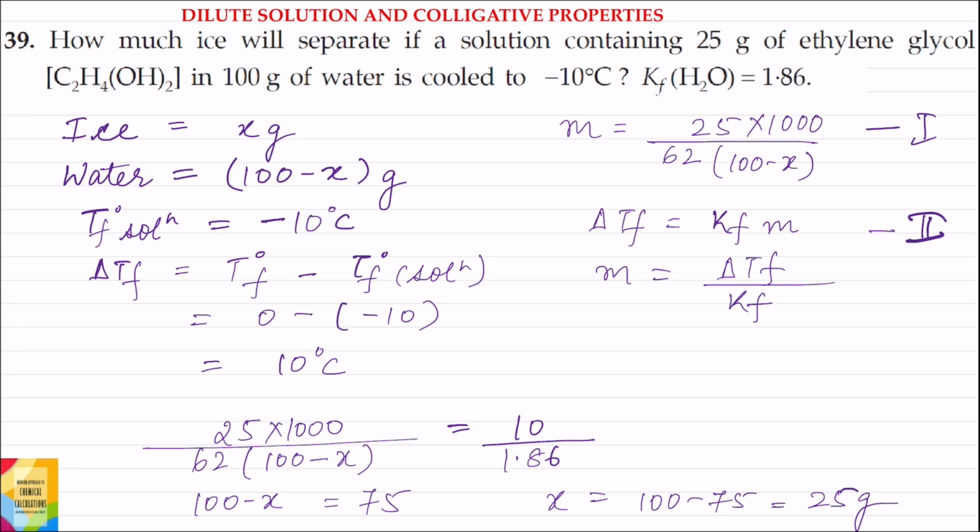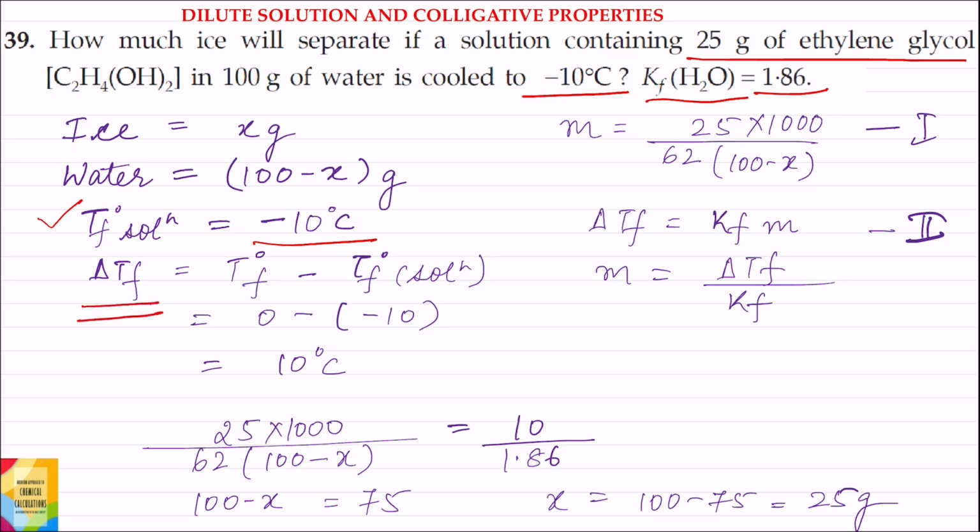How much ice will separate if a solution containing 25 gram of ethylene glycol in 100 gram of water is cooled to minus 10 degrees centigrade? Kf for water is given as 1.86. When solution of ethylene glycol is cooled to minus 10 degrees centigrade, then some amount of ice separates out. We can consider this temperature, that is minus 10 degrees centigrade, as the freezing point of the solution of ethylene glycol in water.